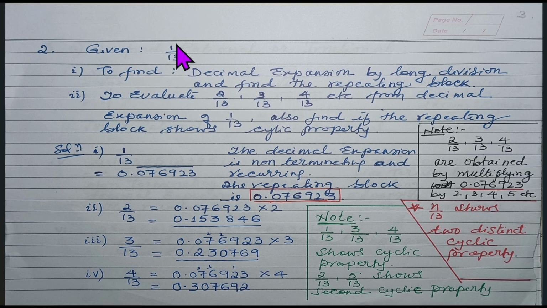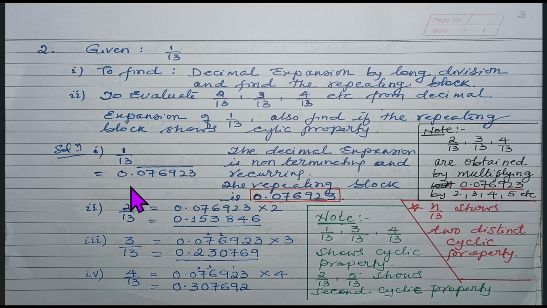So let us find out the decimal expansion of 1 by 13 by long division method first, and by long division method we find the decimal expansion is 0.076923, which again repeats. Therefore it is a non-terminating repeating decimal expansion, and since I have put a bar on the top, the repeating block is 0.76923. So it is a 6 digits repeating block.